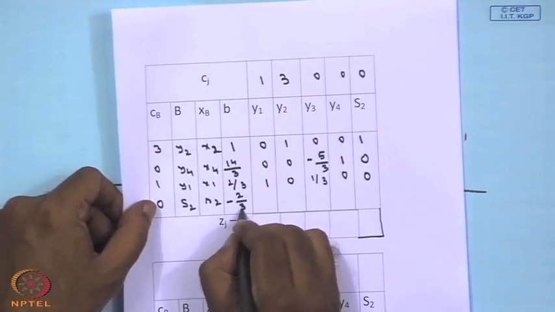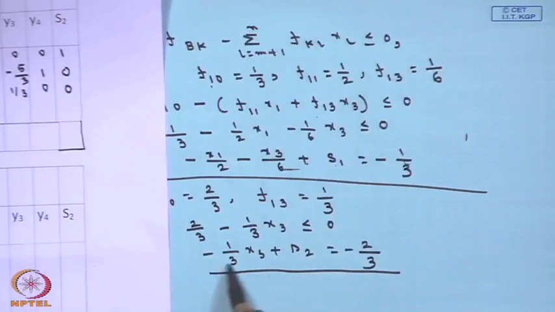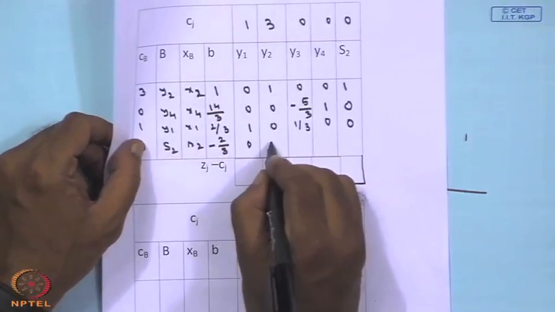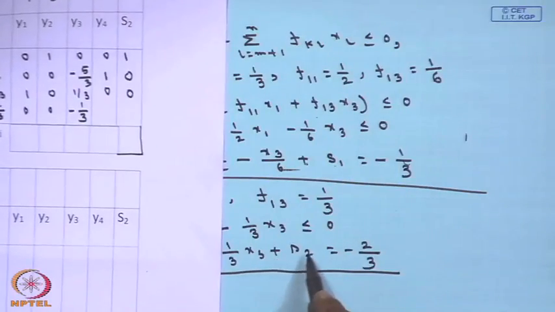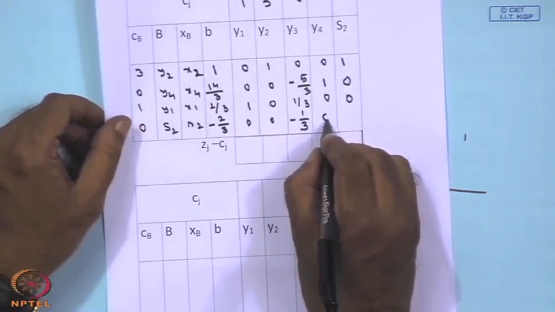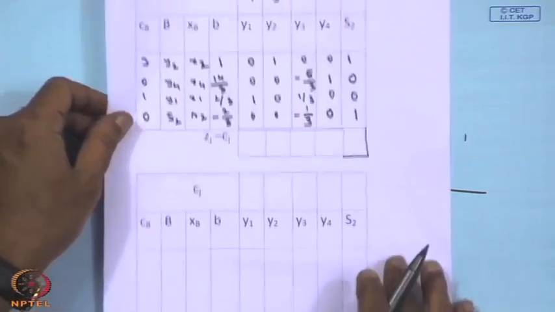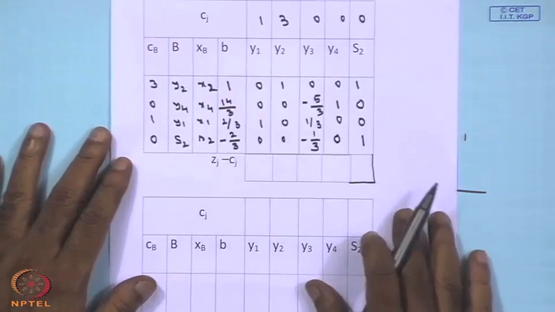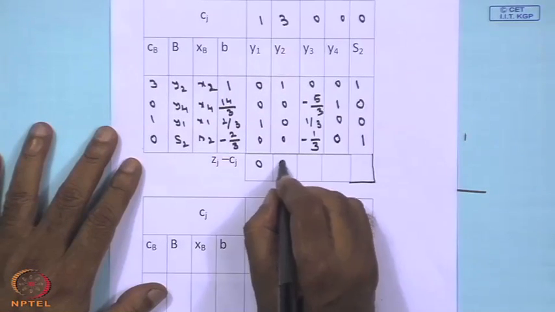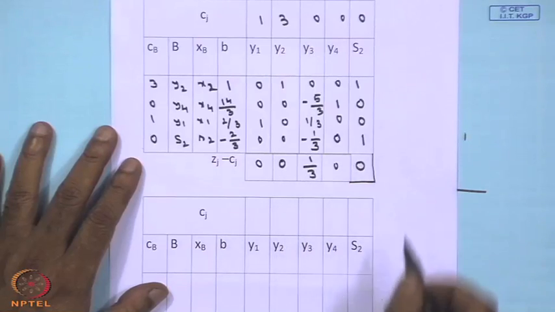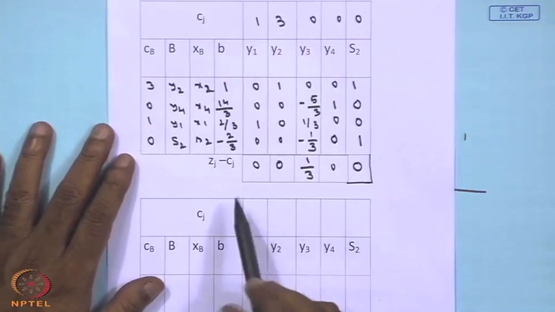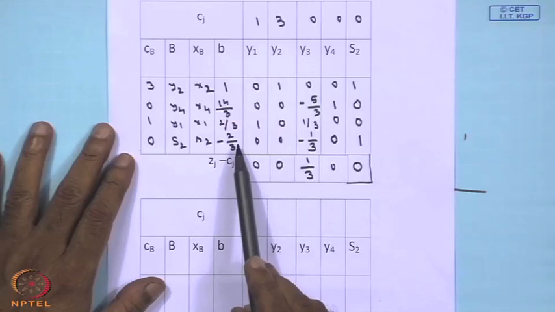So, you take B as minus 2 by 3, coefficient of x1 and x2 are 0, x3 is minus 1/3. So, I am writing x1 is 0, x2 is 0, x3 minus 1/3, x4 is 0, S2 is 1. So, coefficient of x4 is 0, coefficient of S2 is 1. So, you form the table like this, calculate the Zj minus Cj values as usual. This is 1/3, 0 and 0. Again Zj minus Cj greater than or equal to 0 if you see, but the solution is infeasible.